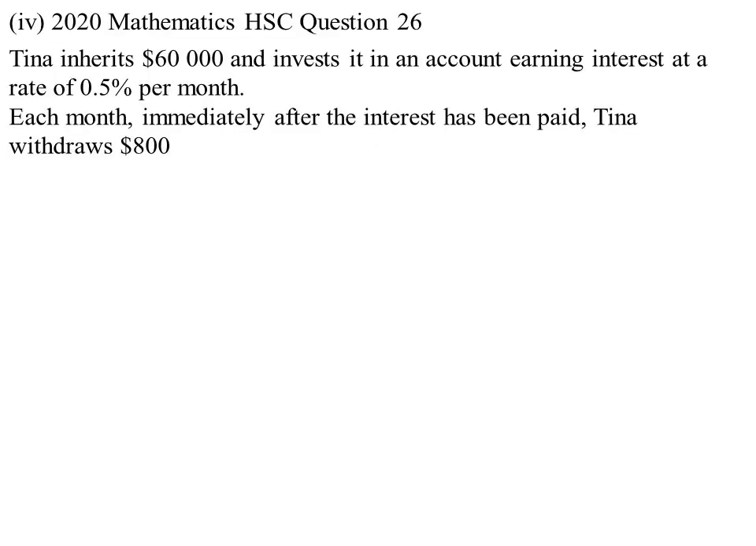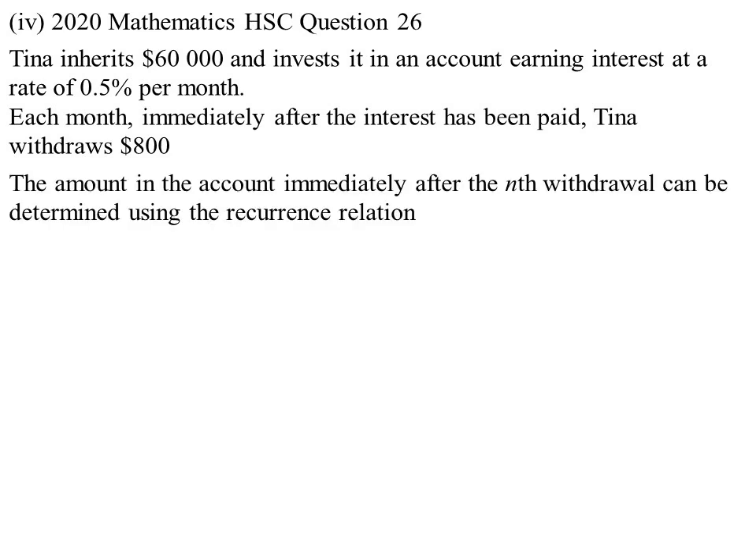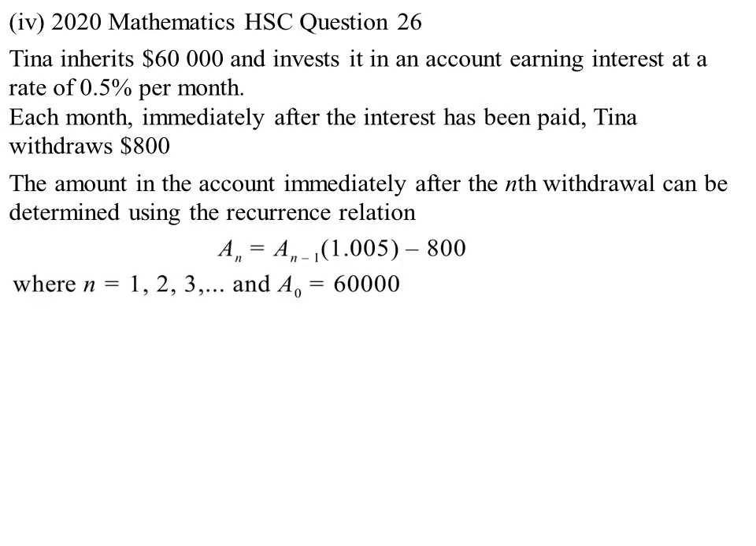Tina inherits $60,000, invested in an account, earning interest at 0.5% per month. Each month, immediately after the interest has been paid, Tina then withdraws $800. So, okay. The amount in the account immediately after the nth withdrawal can be determined using this recurrence relationship. So nicely they gave us the formula. We don't have to go and work it all out using our series and what have you. They've done it via a recurrence relation, which you'll recall is an alternative way of writing our series using recurrence.